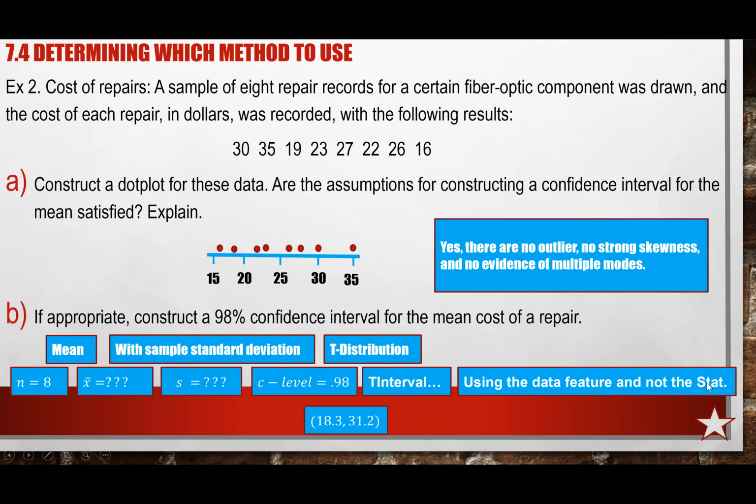The stat feature is when you have the 4 items. But if you don't have those 4 items and you have just the raw data, then you use the data feature, and this is your answer. So, any question on how I got this interval? Any question at all?